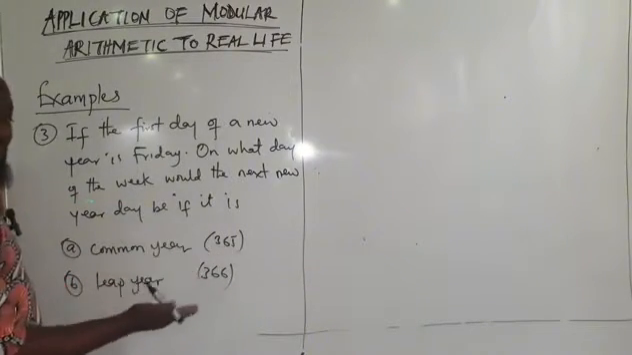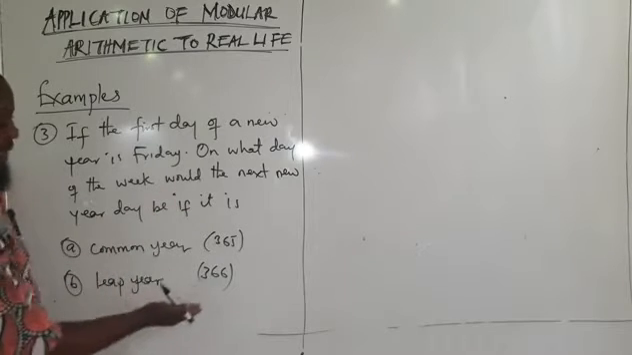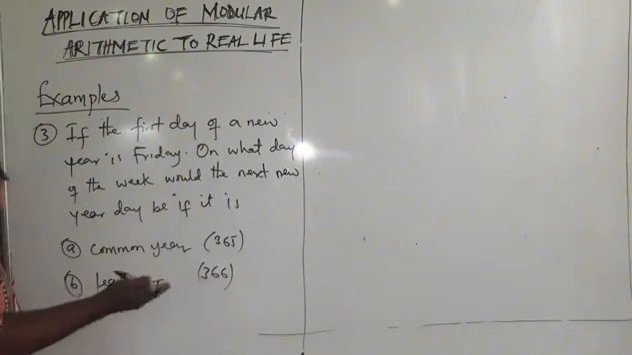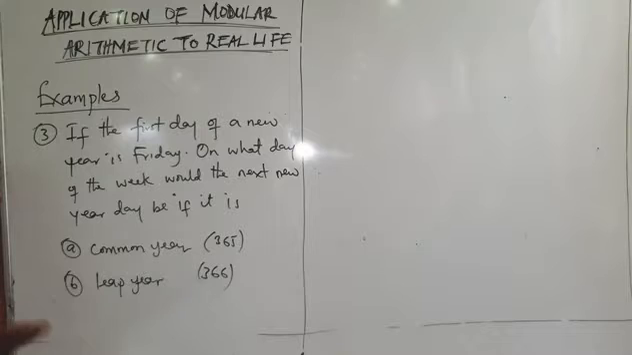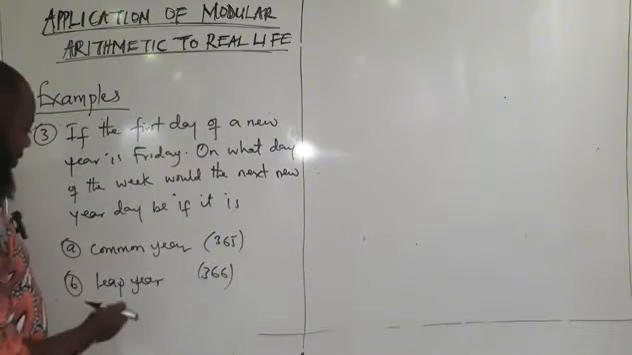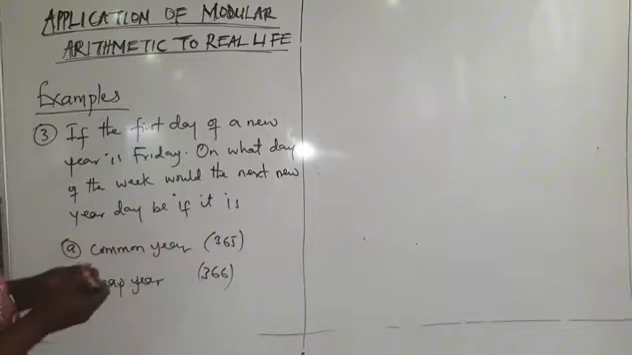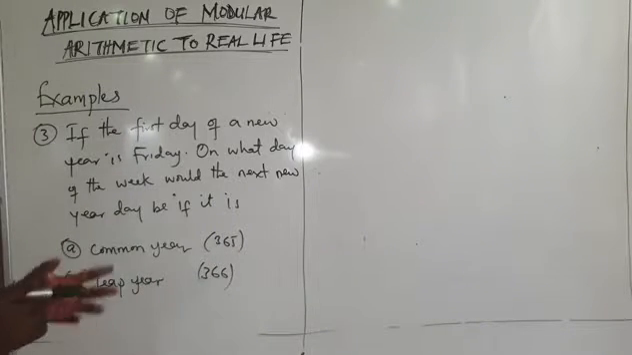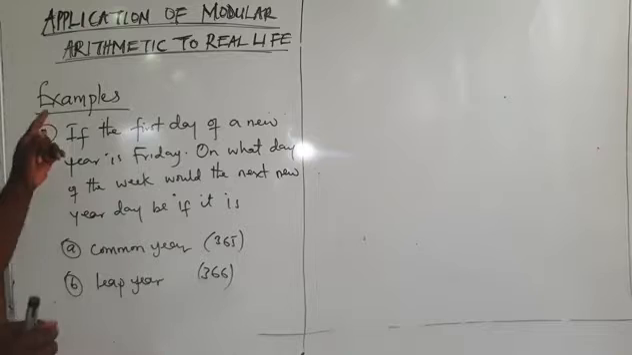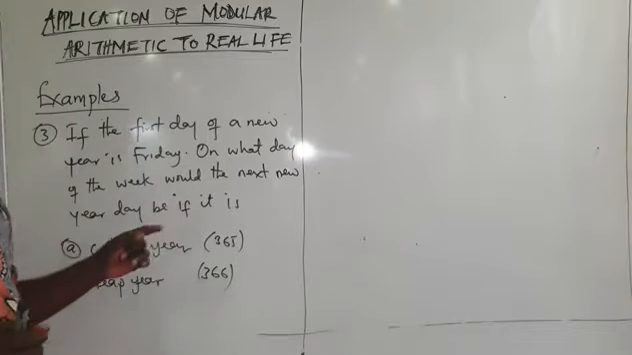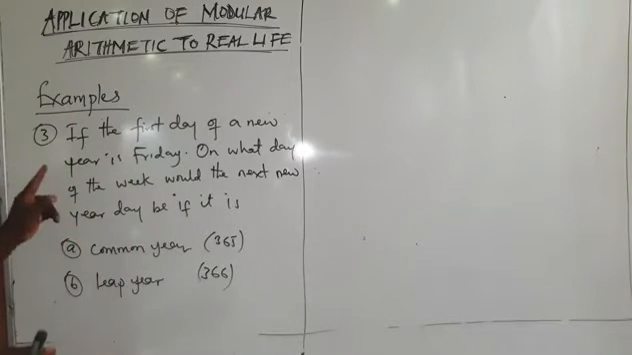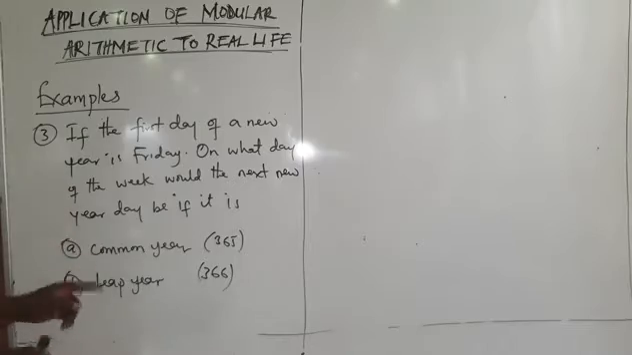February is always 28, but when it is 29, that is a leap year, which happens every 4 years. Is that clear? Since we are looking for the day of the week, and you have 7 days in a week, we are going to use modulo 7 to solve this problem.